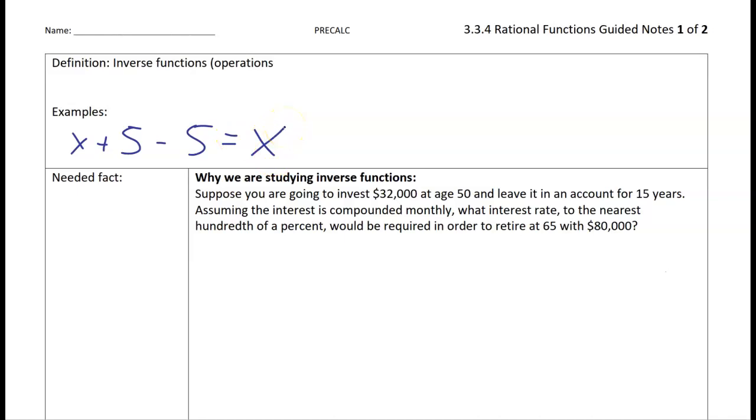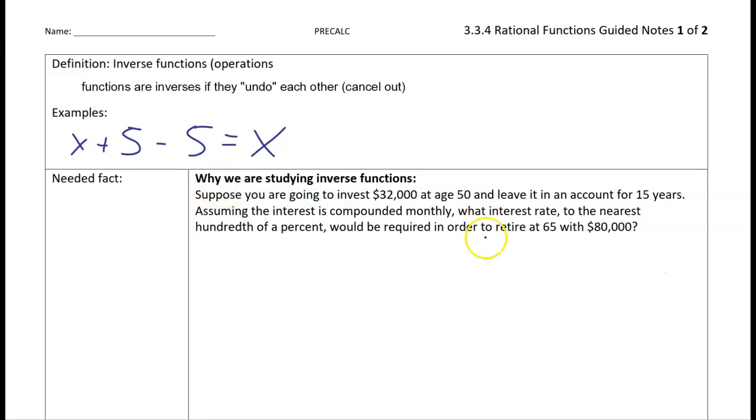So a casual, not very rigorous definition is: functions are inverses if they undo each other, right? So plus 5 and minus 5 are opposites and they cancel out, right? So again, this is a super familiar idea from earlier in your math career.